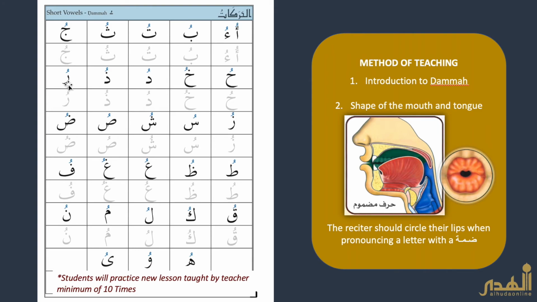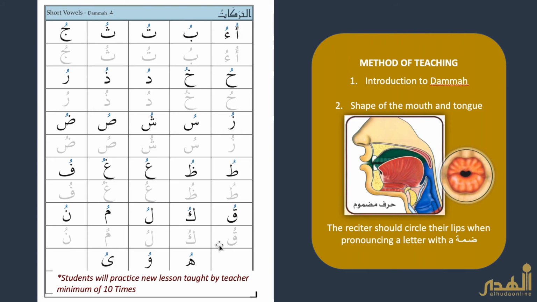Now for the ra, here you will let them know that when it has a Dammah, it will be heavy. Okay, zu, su, shu, su, lu, tu, dhu, ru, fu, u, ku, lu, mu, nu, wu, you.